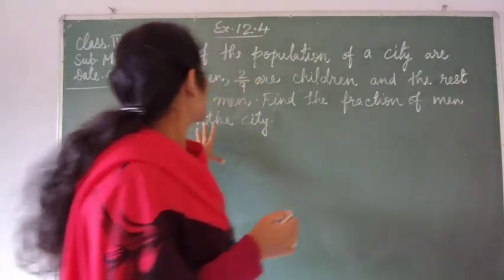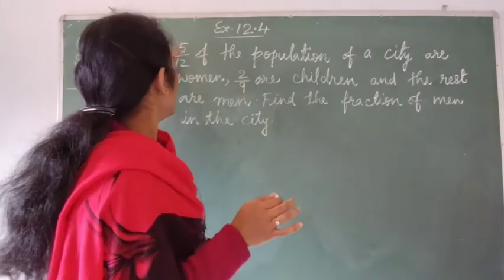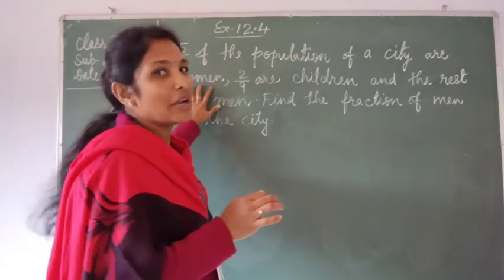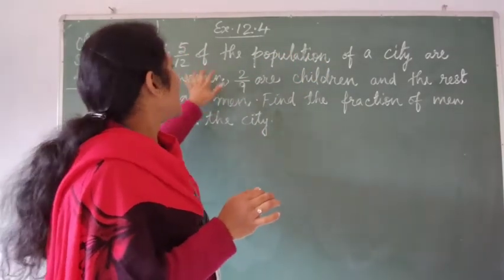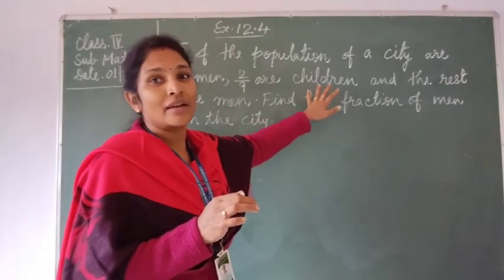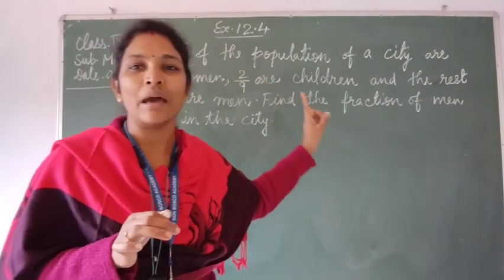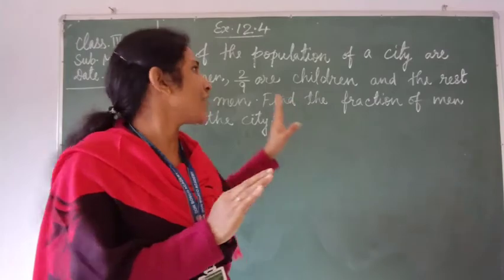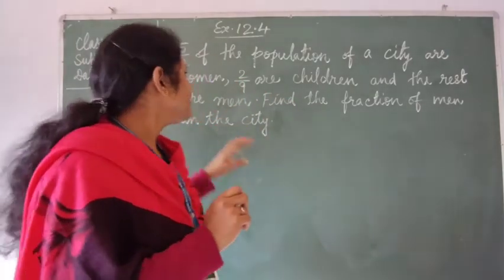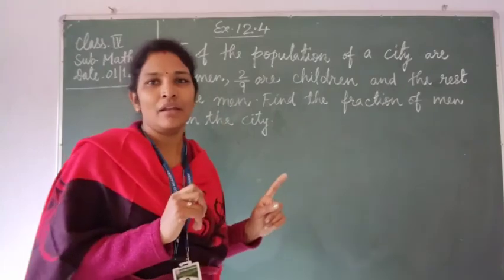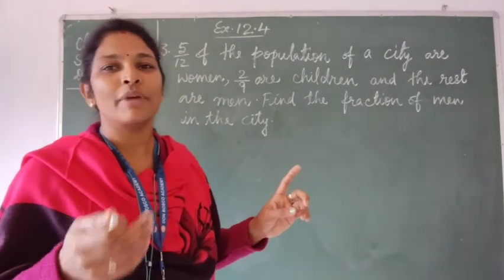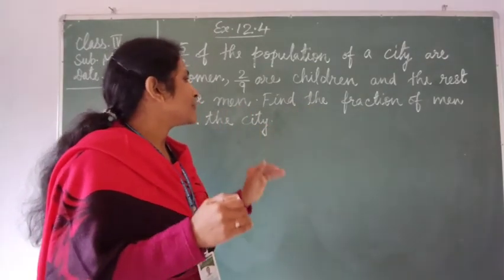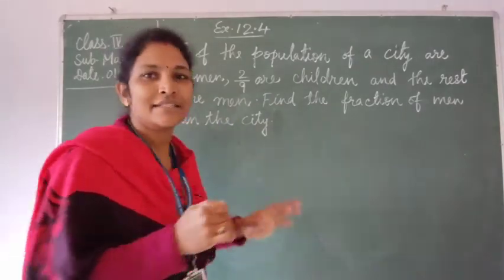Now, first we have to find out what is to be done. Here you can see 5 by 12 of the population of a city are women. Population of women. And 2 by 9 are children. Population of children. It's not given in number, it is given in fraction. Means fraction of women and fraction of children are given. And the rest are men. Means the remaining fraction will be the number of men. Now you have to find out what is the fraction of men in the city.